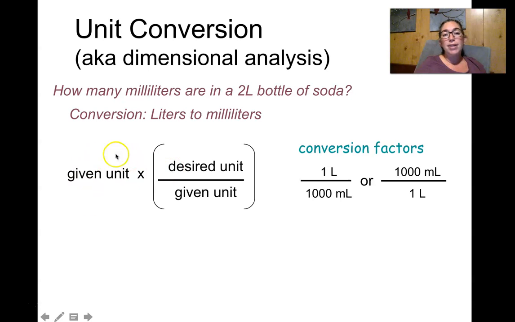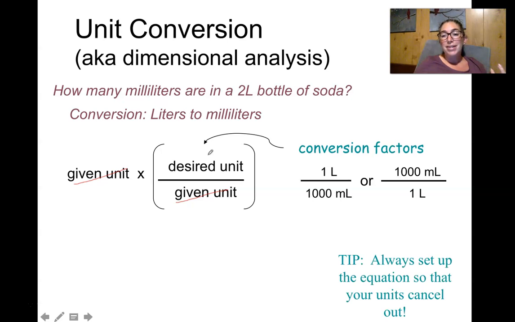We're going to take the given unit, the unit that we're given in the problem, and we're going to multiply it by the conversion factor that has the given unit on the bottom and the desired unit on the top. That's because when you have two things that are equal on the top and the bottom of a fraction, they cancel out. So if we arrange it this way, the given units will cancel out and we'll end up with an answer in our desired unit. My tip is always to set up the equation so that your units cancel out.